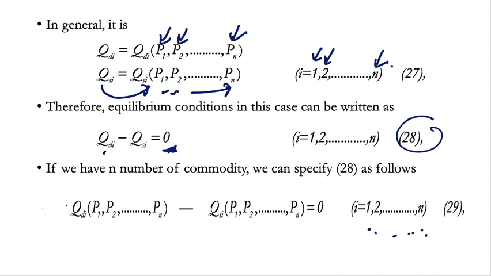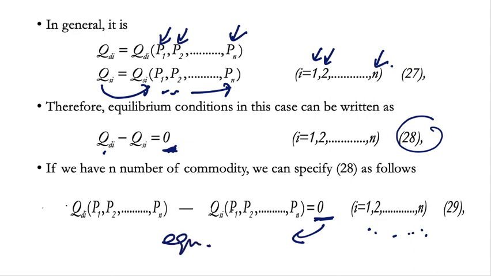So the equilibrium condition here shows that quantity demanded for commodity i, which depends on price 1, price of commodity 2, price of commodity 3, until price of commodity n, minus the quantity supplied of commodity i, which depends on price of commodity 1, price of commodity 2, and so on until the last price, must be equal to 0. That means there is no excess demand.